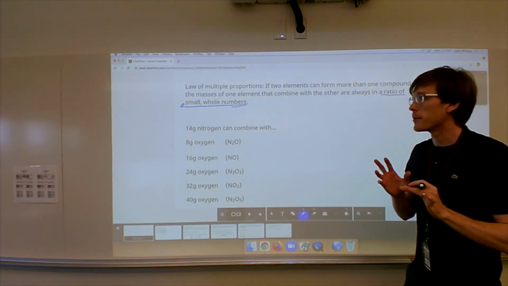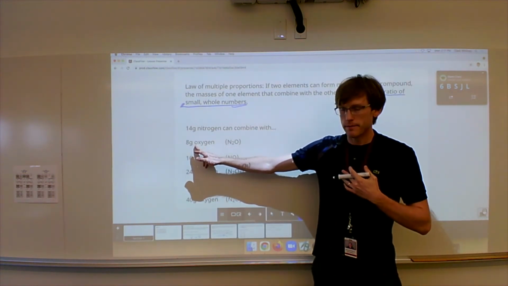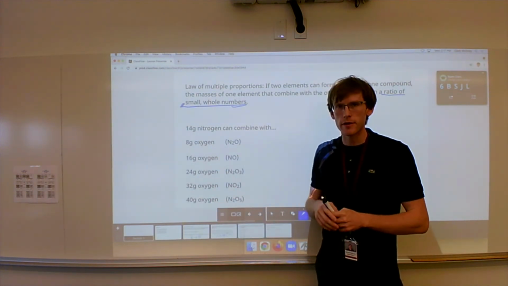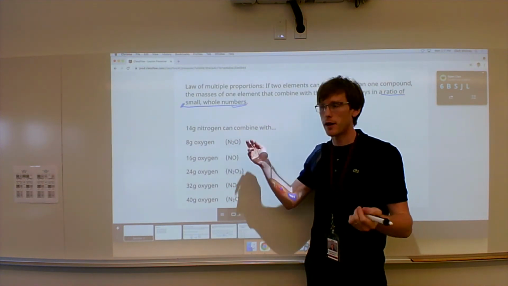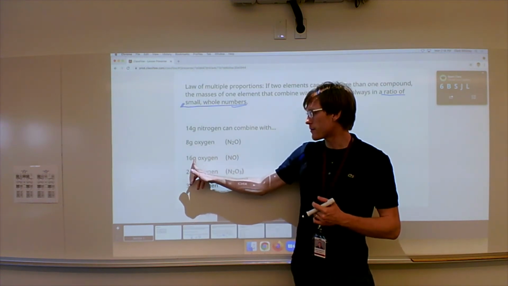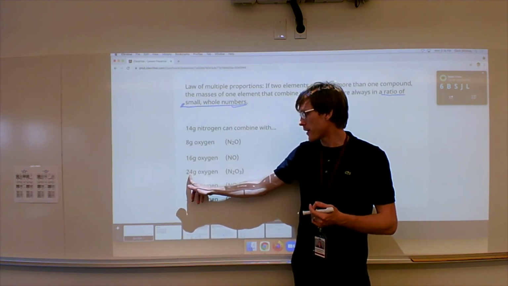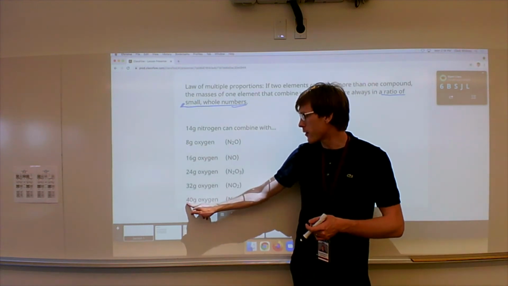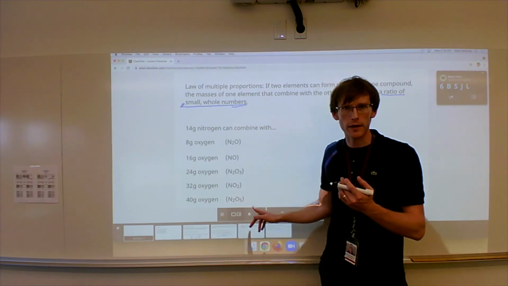So, for example, 14 grams of nitrogen can combine with 8 grams of oxygen. In that case, and you'll get to learn about this later in the course, it's N2O, the formula of the compound. Well, 14 grams of nitrogen can also combine with 16 grams of oxygen, and that would give you NO. 24 grams of oxygen would give you N2O3, 32 grams of oxygen would give you NO2, and 40 grams of oxygen with 14 grams of nitrogen would give you N2O5.